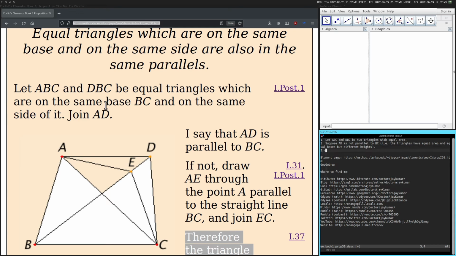Three. Suppose AD is not parallel to BC, so they have equal area and equal bases, but different heights. Our goal is to show the triangles have equal area and equal bases but different heights. Our goal is to show this is impossible.